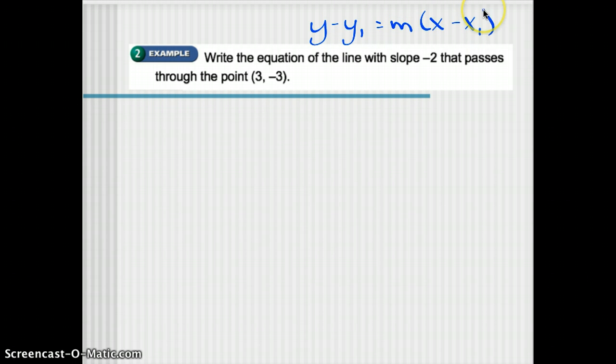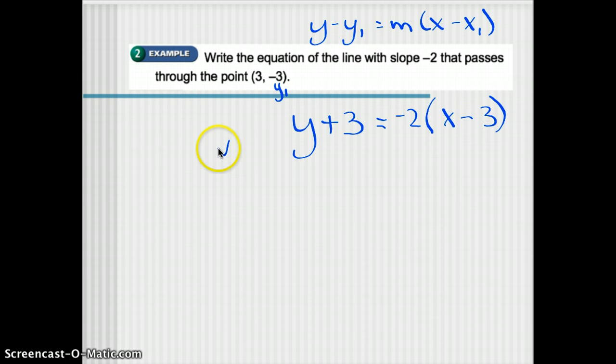So all I'm going to do in this case, y minus y sub 1, and y sub 1, that's here. Okay, that's my first y. So y minus negative 3. I probably won't write minus a negative. I will probably change that to plus 3 equals slope m, negative 2, times the quantity x minus x sub 1, and x sub 1 is positive 3 in this case. So that's my equation. It's in point slope form right now.